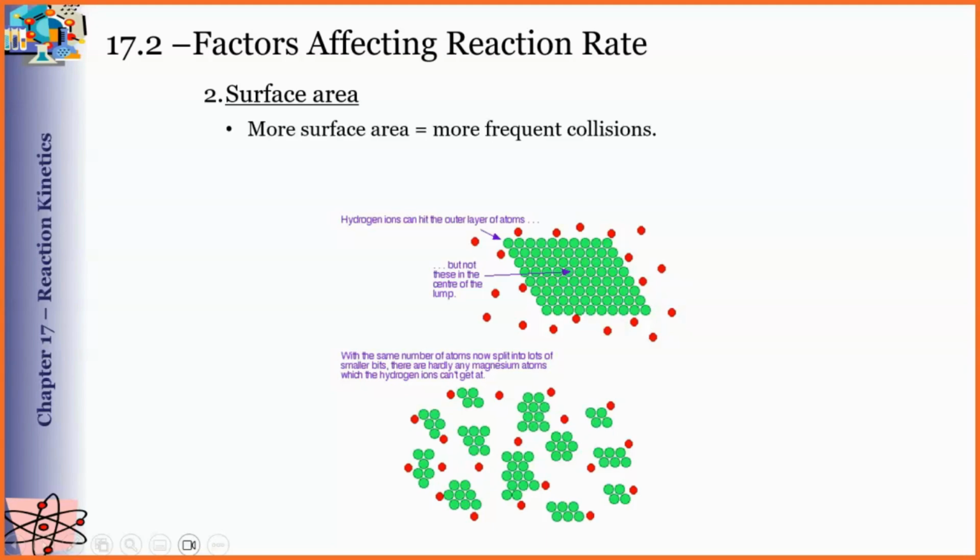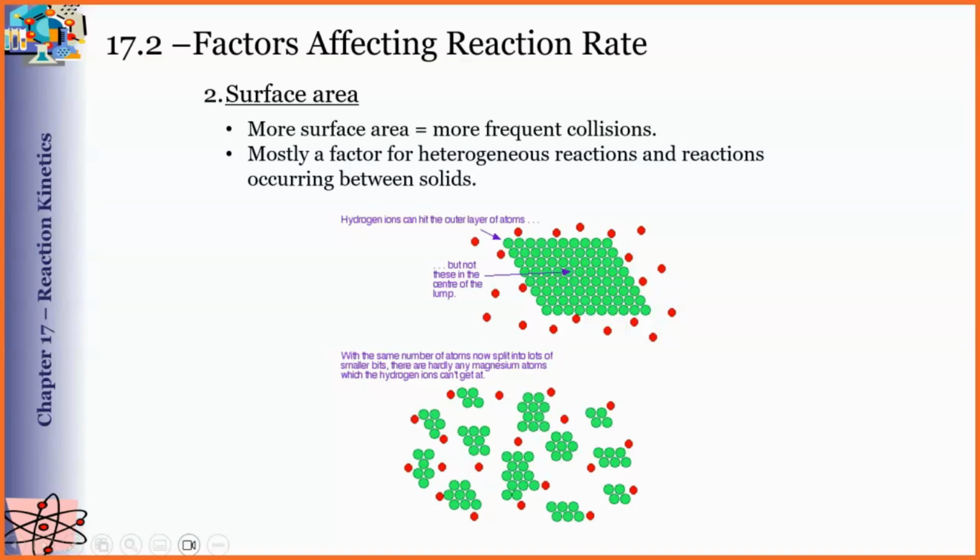Because the more surface area, that's going to equal more frequent collisions. And this is mostly a factor for our heterogeneous reactions, meaning like solids with liquids or gases with liquids, and reactions occurring between solids.